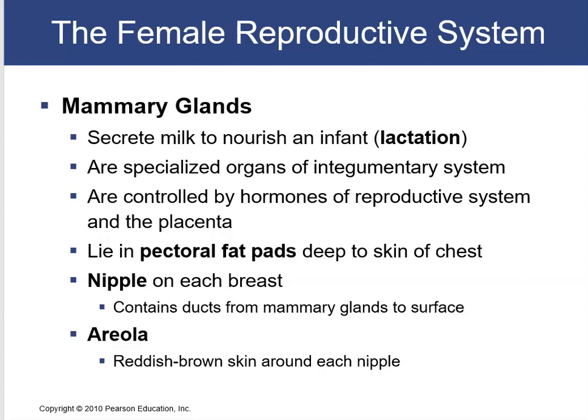In our last chapter, we will talk more about how the mammary glands produce the milk and the process of lactation itself. The parts of the breast: each breast has a nipple. This is made from ducts from the various mammary glands that carry the milk to the surface. The areola is the reddish-brown skin around each of the nipples.